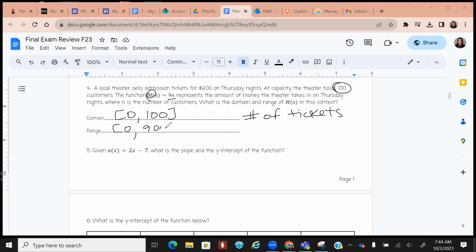Okay, does everybody see how I did that? I said, what's my domain? What does it represent in context? What's the lowest amount I could possibly have? What's the highest amount I could possibly have?